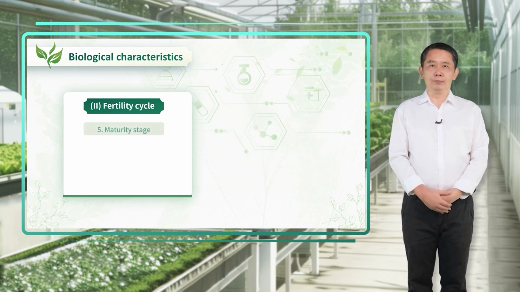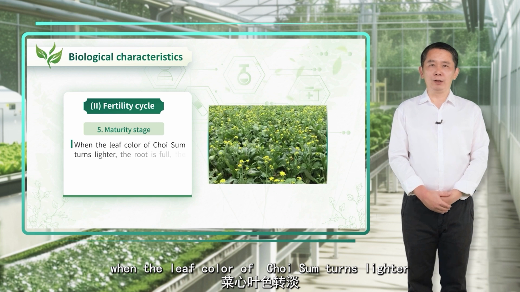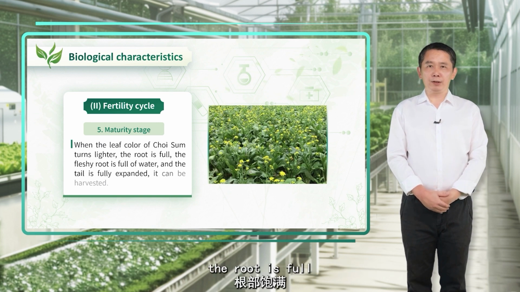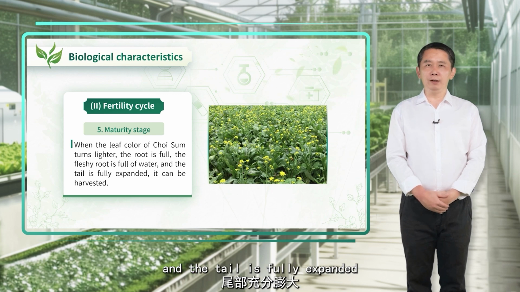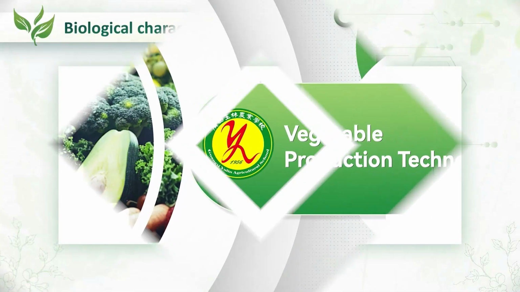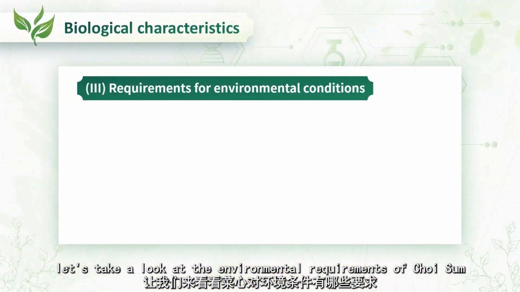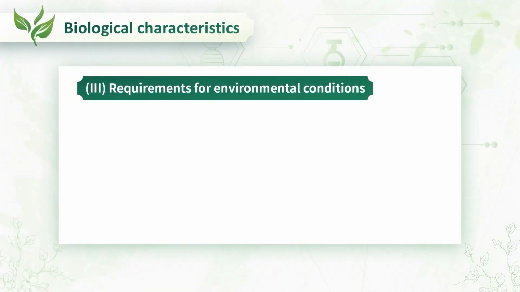5. Maturity stage. When the leaf color of choy sum turns lighter, the root is full, the fleshy root is full of water, and the tail is fully expanded, it can be harvested. Let's take a look at the environmental requirements of choy sum.